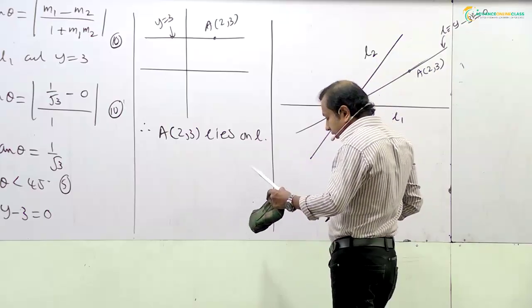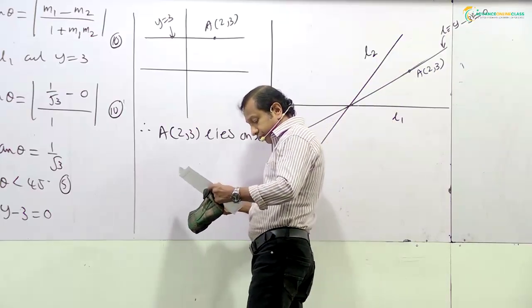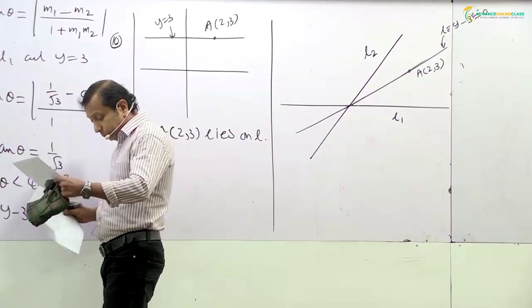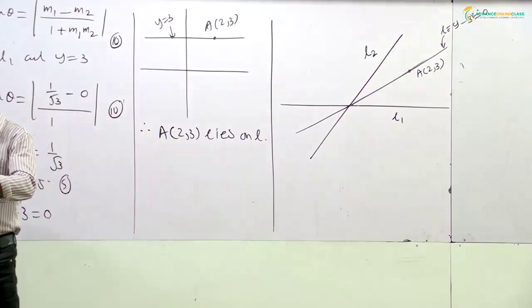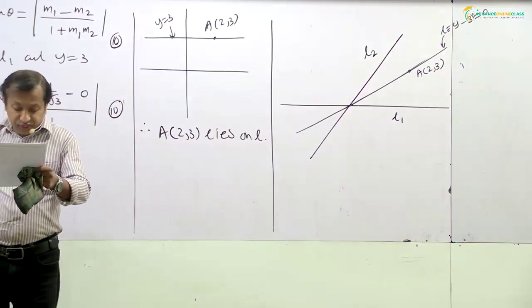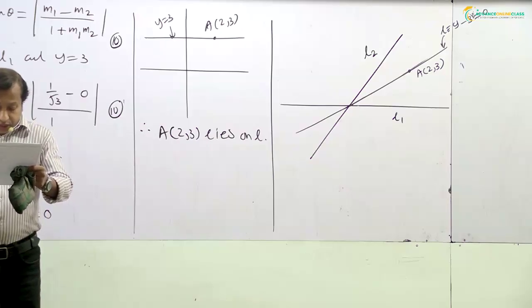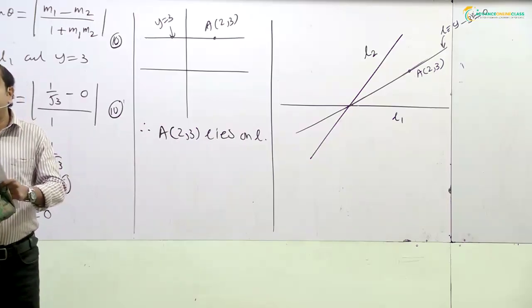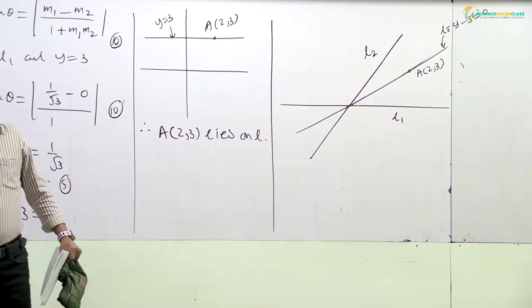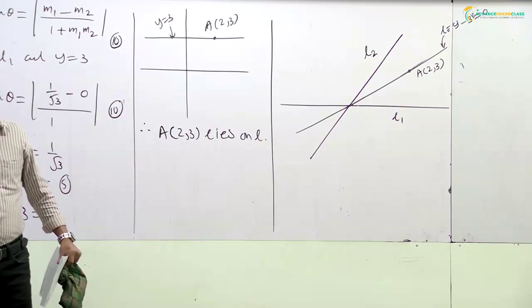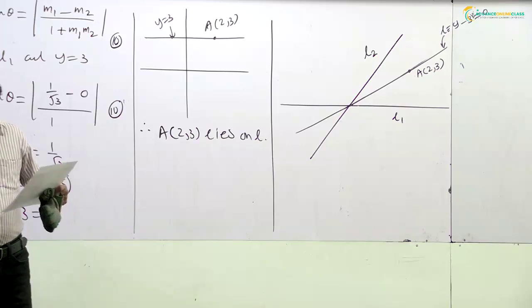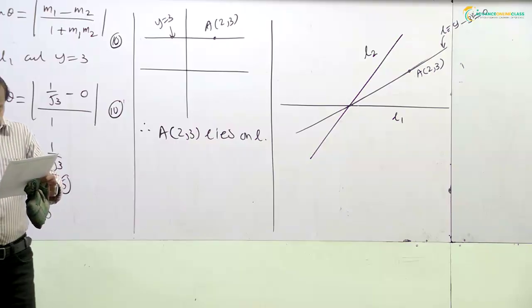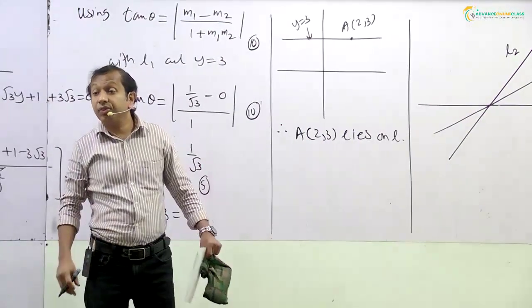Okay, now asking what? Find the equation of circle S with center A and length of the diameter 3 units. Length of the diameter is 3. If the diameter is 3, what is the radius? Diameter is 3 units, so the radius is 3 by 2.